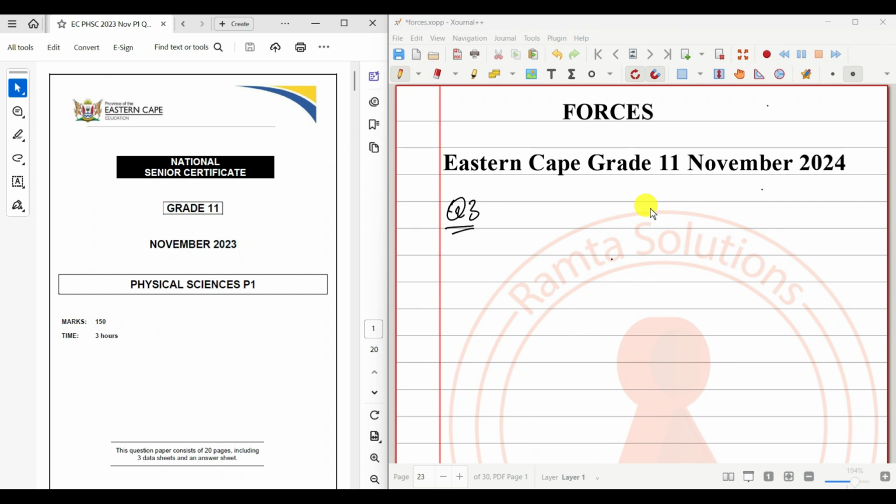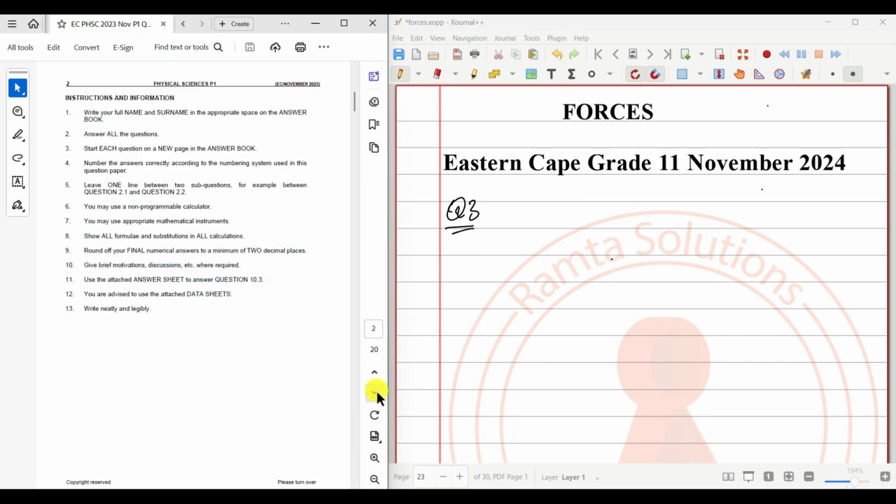Welcome to your exam prep series on forces. This is a topic for grade 11 physical sciences and, of course, grade 12 physical sciences. The question paper that we're looking at is the grade 11 physical sciences of November 2023 from the Eastern Cape province. Okay. So, without any waste of time, let's read the instructions of what exams want from you.